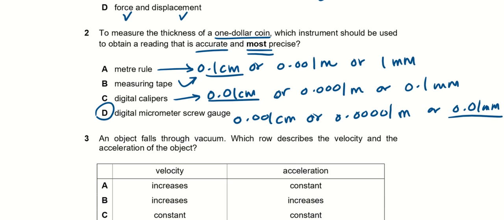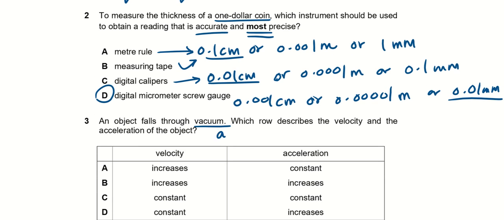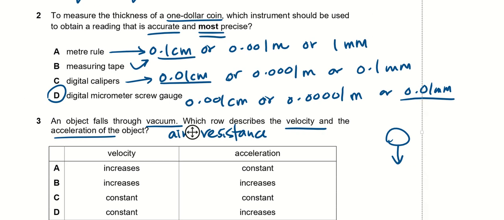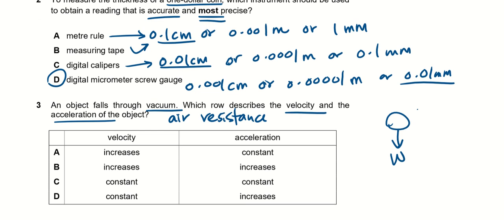Now, an object falls through vacuum. So in vacuum, there's no air resistance. Now, which graph describes the velocity and the acceleration of the object? So it is actually falling, and if it's only falling in vacuum, that means the only force that's acting on it is weight, right? There's no air resistance. Therefore, the acceleration is going to be constant. So if I have constant acceleration, that means my velocity is going to increase.